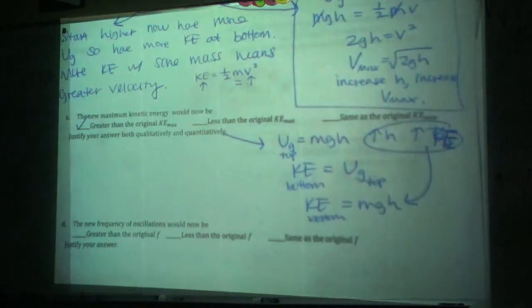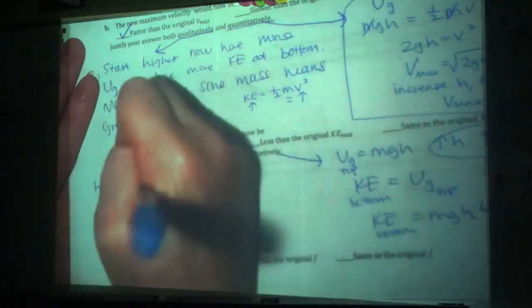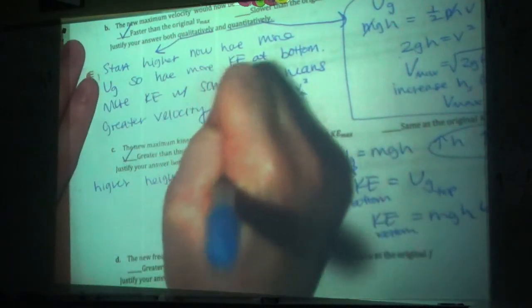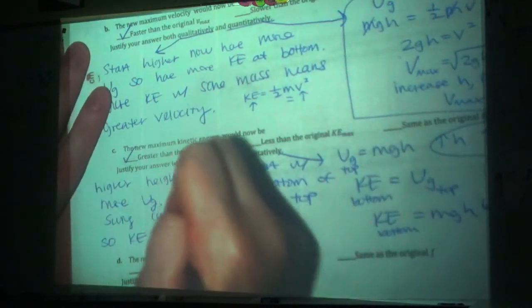Now your qualitative answer is that a higher height means you start with more gravitational potential energy. The kinetic energy at the bottom of the swing comes from the potential energy at the top, so the KE at the bottom would increase. And the KE at the bottom is your KE max.